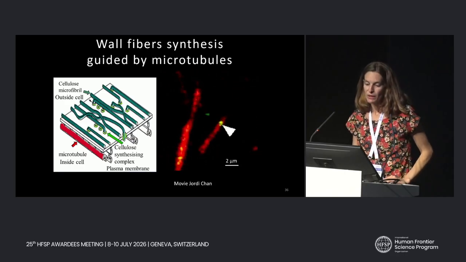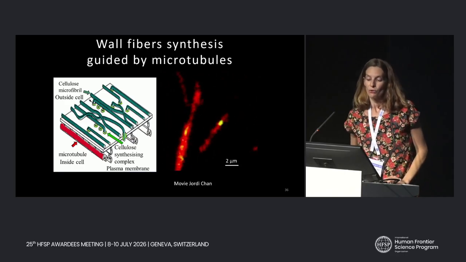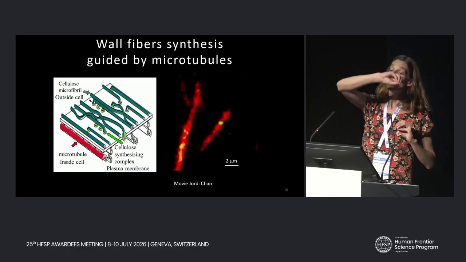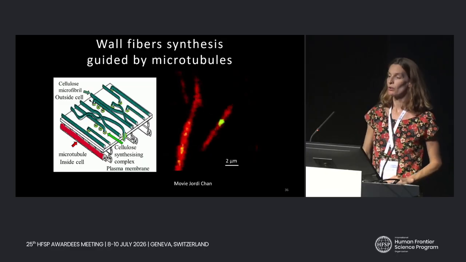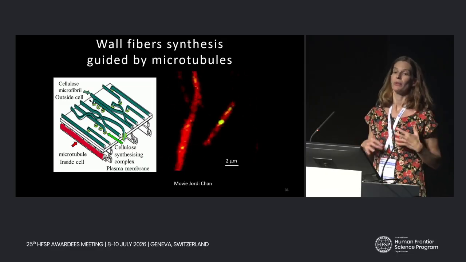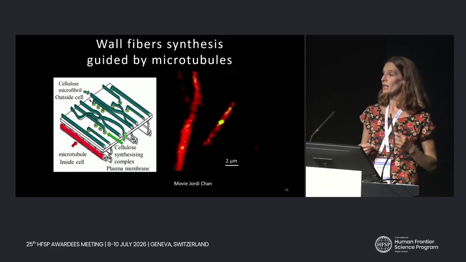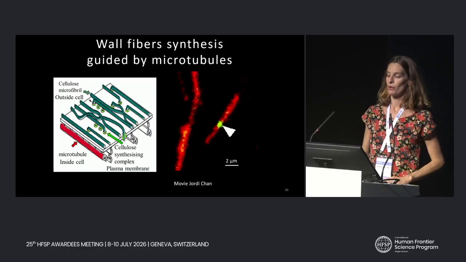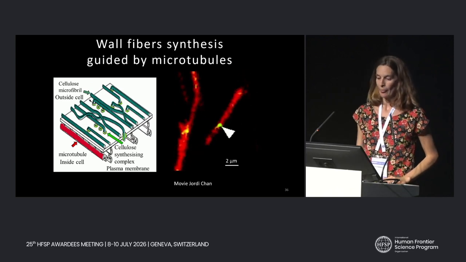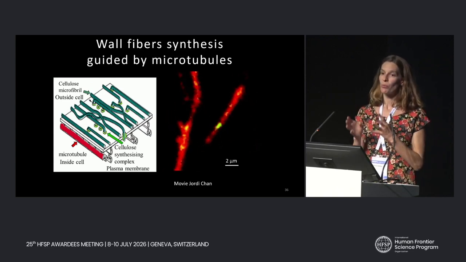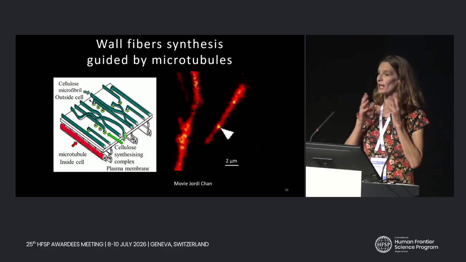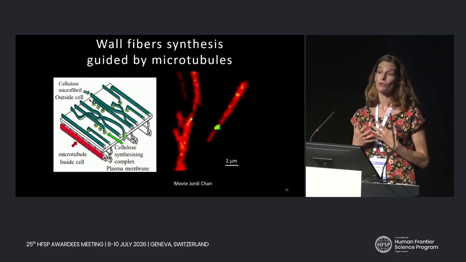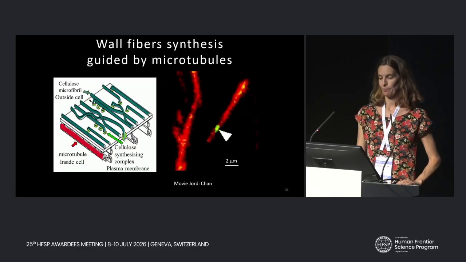In the movie, you can see the green proteins that synthesize the fibers in the wall are actually moving along the microtubules. So the plant cell doesn't weave the nest randomly. The microtubule gives the scaffold for the cell wall. So now the question is, what happens to the microtubule network and to the fiber network in the cell wall when we change the shape of the nest?